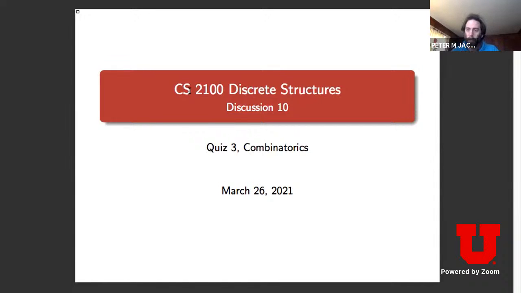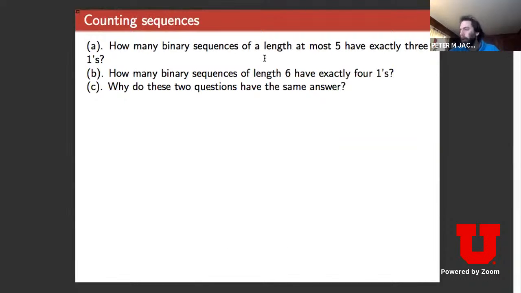We're going to be practicing combinatorics problems today. And the first problem is this one. So let's start with part A. How many binary sequences of length at most 5 have exactly 3 ones?